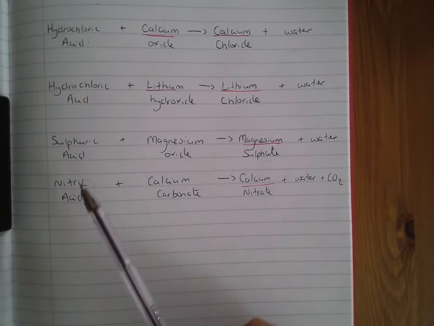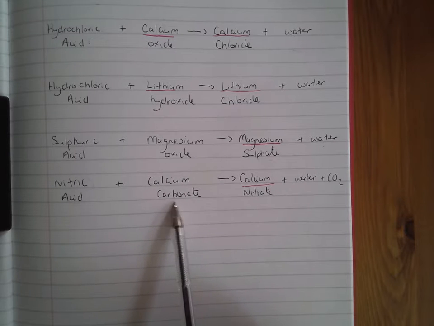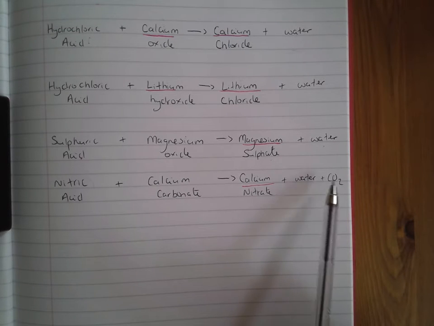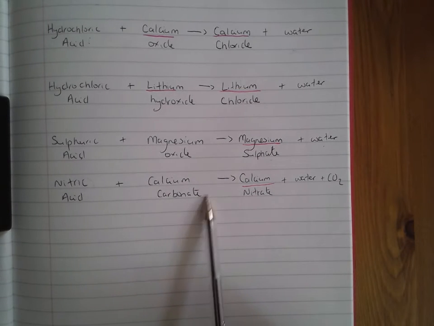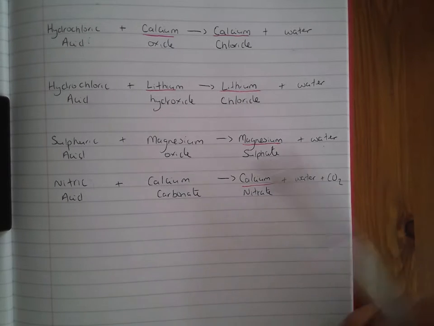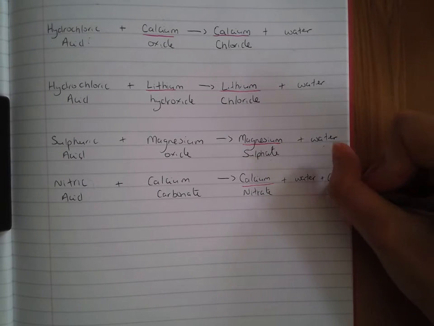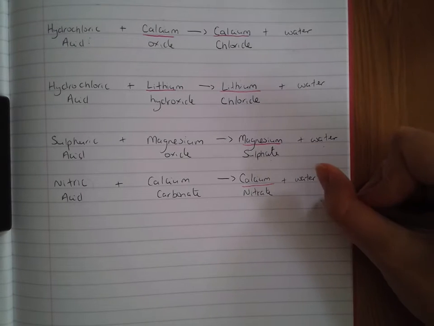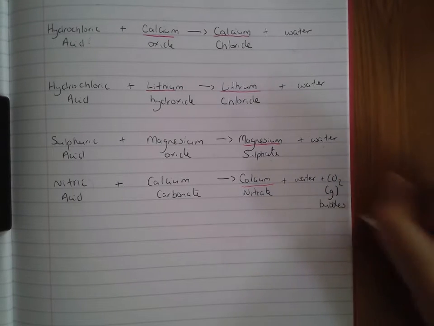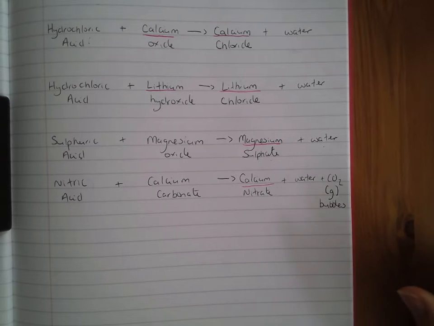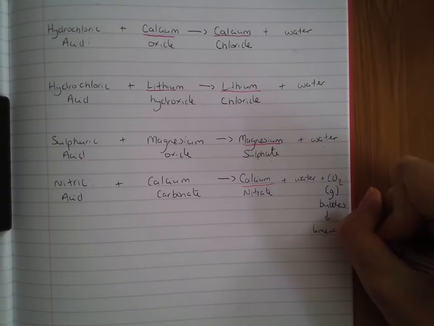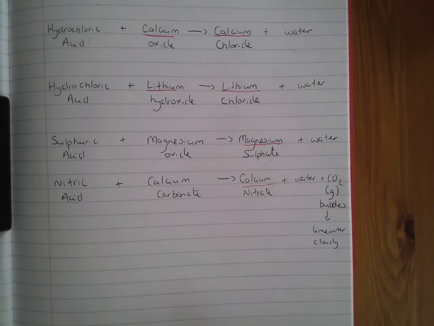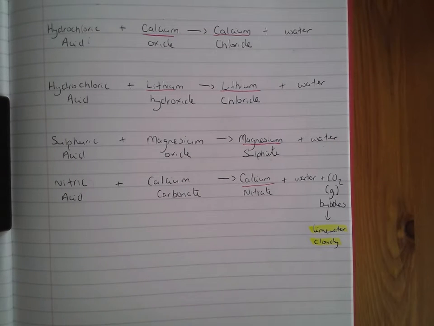Plus water. But when you've got a carbonate base, you get an extra product, and that extra product is CO2. So you always get a salt and water, but if your base is a carbonate, you will also have carbon dioxide. Carbon dioxide is a gas, so you will see bubbles. How will you prove that this gas is definitely carbon dioxide? You would bubble the gas through lime water, and if lime water turns cloudy, then the gas is carbon dioxide. Okay, so that's your test for carbon dioxide.